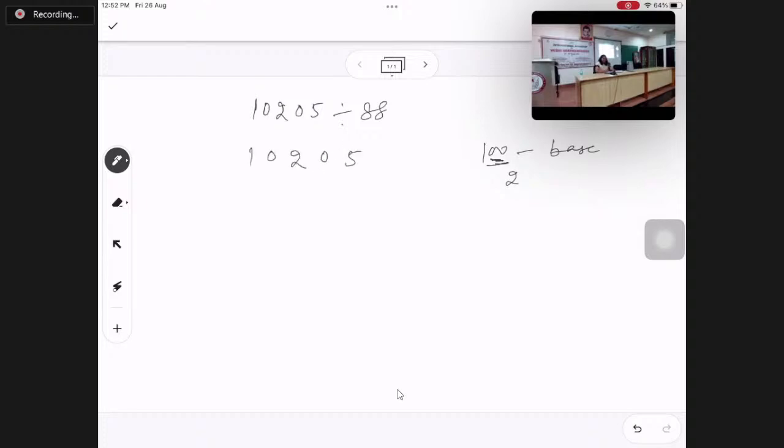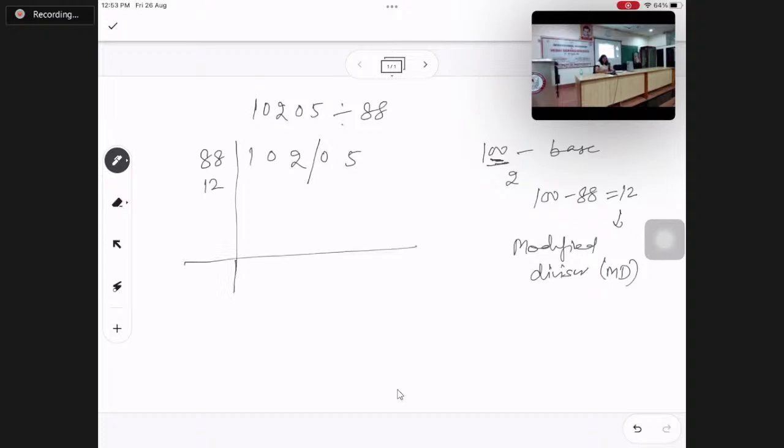Since the base has 2 zeros, 100, we put a slash after 2 numbers starting from right to left. Then we write 88 here. Now, this 88, if we subtract it from 100, the base is 100, so 100 minus 88 is 12. This 12 is known as the modified divisor. In short form, we write this MD, modified divisor. We write this 12 here. Please see carefully, and if you don't understand, please ask me.